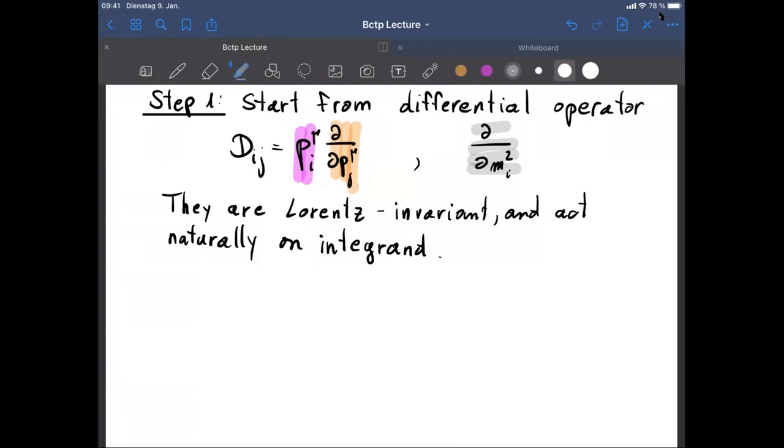But you can easily convince yourself that differentiating with respect to the mass in the propagator will have as a result just a shift of the exponent of the propagator. Now these differential operators, Dij and also the derivative with respect to the propagator mass, are Lorentz invariant differential operators. And they naturally act on the integrand. I think that's the important thing here. So they naturally act on the things in the integrand, because the integrand is a function of 4 vectors.